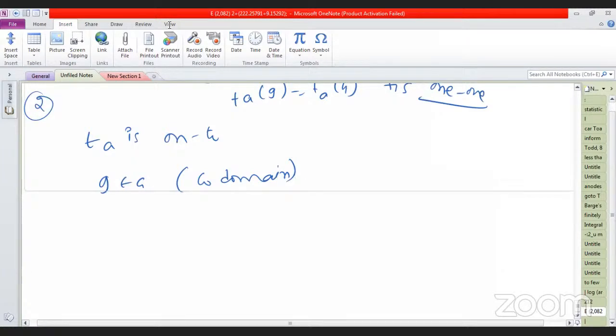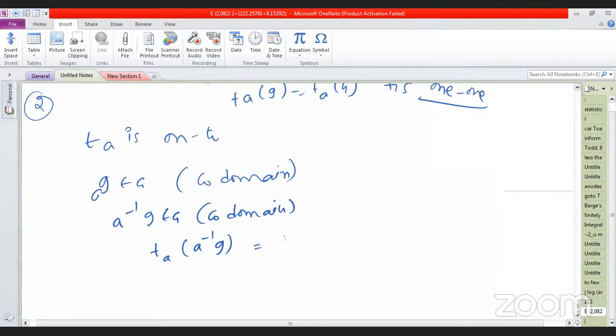So therefore, a belongs to G, the codomain we are taking here. A inverse belongs to G such that we are taking T_a of a inverse g. So therefore, a a inverse g we are writing here. a a inverse, that means identity element or not? Identity element, sir. So therefore, e g is equal to g. We can write it or not? Yes, sir. So this is the identity element.